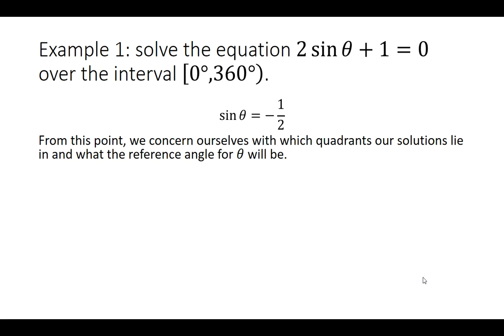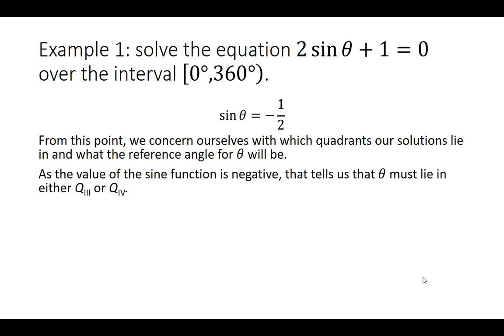The negative on the 1/2 is going to help us with our quadrants. If it were positive, it would also help us with our quadrants. The 1/2 itself is going to get us a reference angle that we can apply to our two quadrants that we choose. In this case, we know that since sine is negative, theta must be a quadrant 3 angle or a quadrant 4 angle. That's where sine is negative.